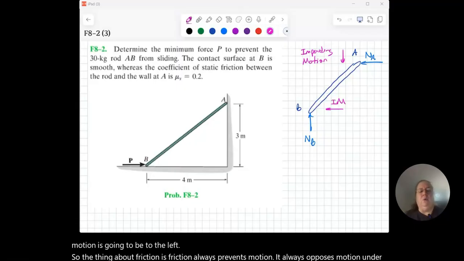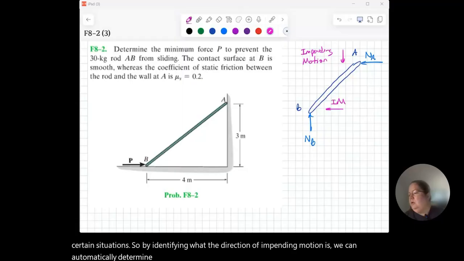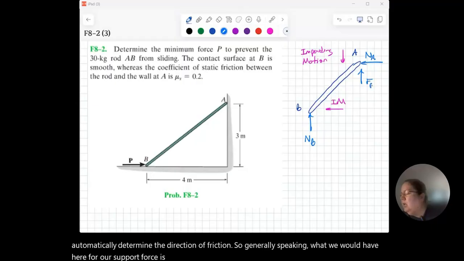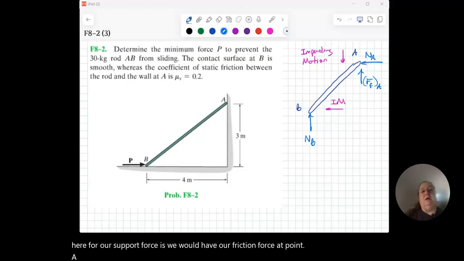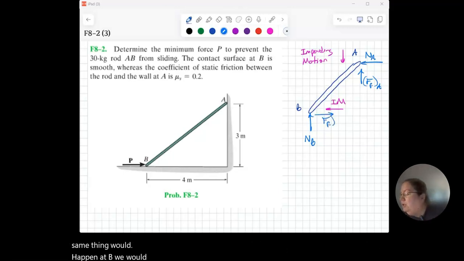So by identifying the direction of impending motion, we can automatically determine the direction of friction. Generally speaking, for our support forces, we would have our friction force at point A being upward, opposite to the direction of impending motion. And under most situations, the same thing would happen at B. We would have a force of friction at point B that is opposing motion.